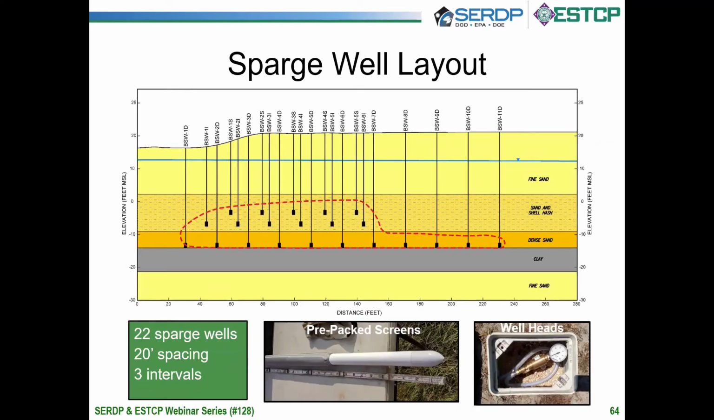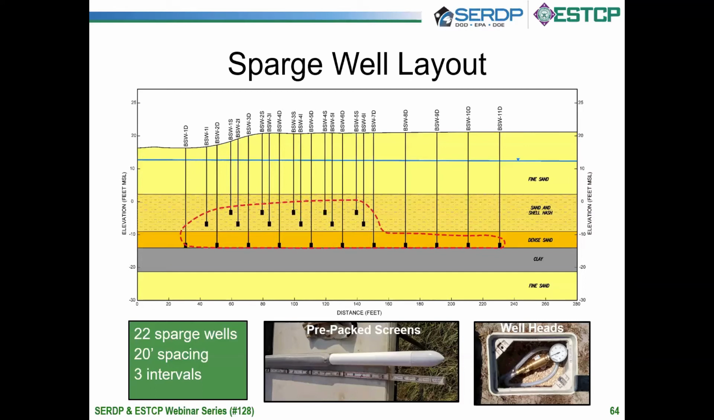So getting back to how we were going to overcome this problem with the gases not distributing vertically very well, we had to go to an approach where we installed wells at 3 different intervals. We know we were getting at least a 10-foot radius of influence, so we spaced the wells out at 20 feet at 3 different intervals for a total of 22 sparge wells to cover that treatment area. We used direct push to install these pre-packed well screens for the sparge wells. They went very quickly. We put in about 5 a day. And the picture on the bottom right shows what one of the well heads looks like.